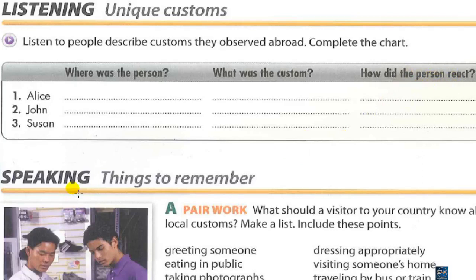Page 34, exercise 9, listening. Unique customs. Listen to people describe customs they observed abroad. Complete the chart. 1. Alice.